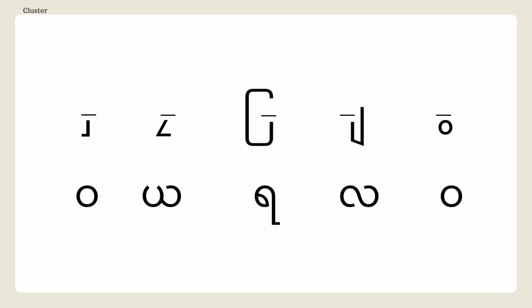There are times when we're going to need to put two consonant sounds together, but we cannot simply just write the two consonants next to each other for the sound. So this is when we have clusters. On the top row here are the clusters, and on the bottom row is the sound that they make. So let's get into them.